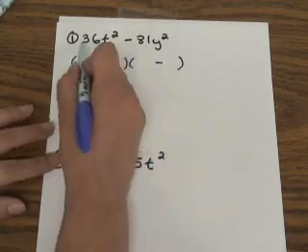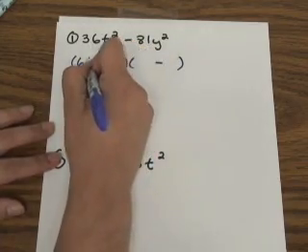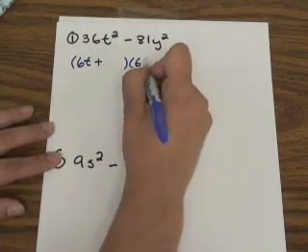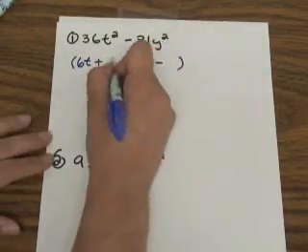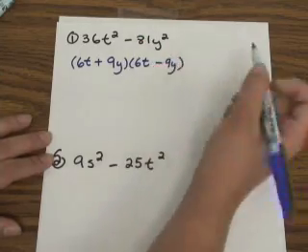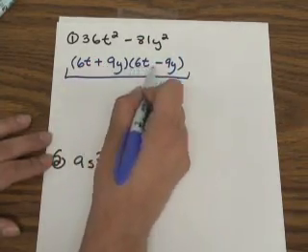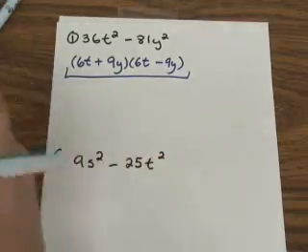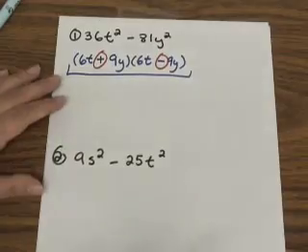What's the square root of 36? 6. What's the square root of t squared? t. So that's going to be the same exact thing over here. What's the square root of 81? 9. What's the square root of y squared? y. As you can see, your binomial factors have the same exact terms. The only thing that's different is the plus and the minus. And it will always be like that.